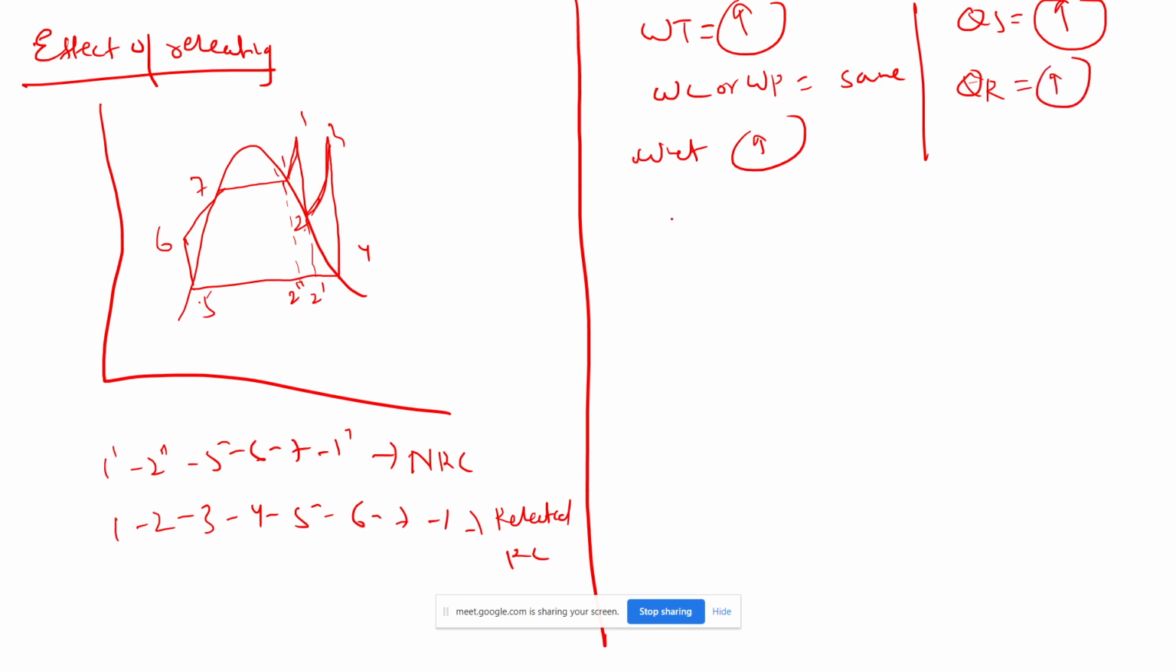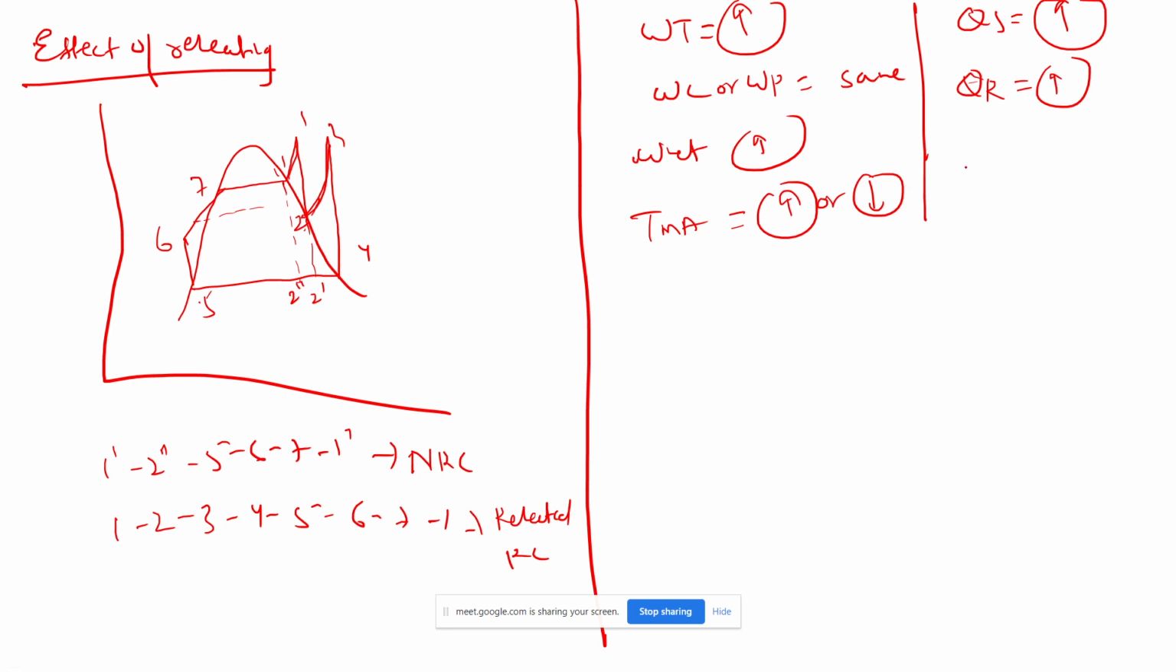Mean temperature of heat addition: increases? Actually we can't say that. It can also increase or decrease, both can happen. Why? Because previously it was like in the first cycle, but here this temperature we don't know. Based on this point, mean temperature of heat addition can increase or decrease. First we have to calculate this point's temperature, then only we can say that.